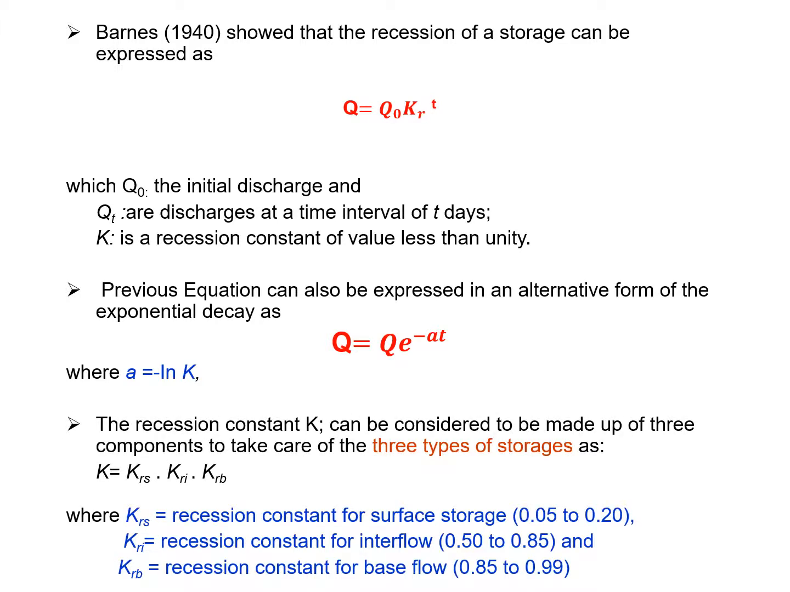The recession constant K can also be considered to be made up of three components. So we have three types of storage, with K equals KRS, KRI, KRB. KRS is the recession constant for surface storage, KRI is the recession constant for interflow, and KRB is the recession constant for base flow.